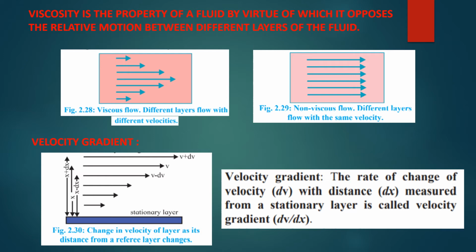To study viscosity further, let us know about the term velocity gradient. As shown in the third diagram, it is the rate of change of velocity dv with respect to distance dx measured from a stationary layer. Mathematically, velocity gradient is equal to dV by dx.